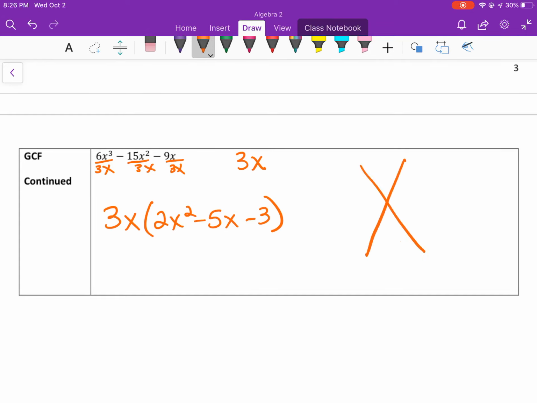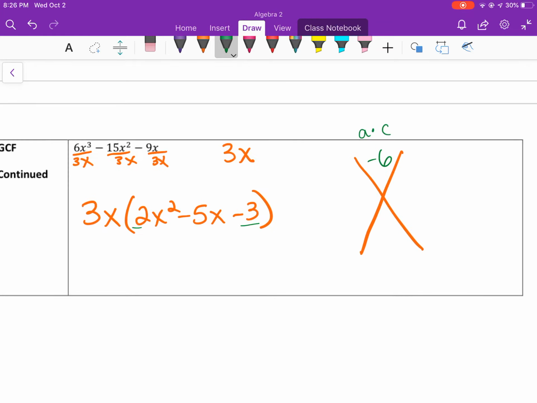So let's just see if we can factor that any further by taking a times c. So 2 times negative 3 would be negative 6. That multiplies to negative 6, adds up to b, which is negative 5. So I can find factors of negative 6 that add up to negative 5. That's negative 6 and positive 1. So this does factor further.